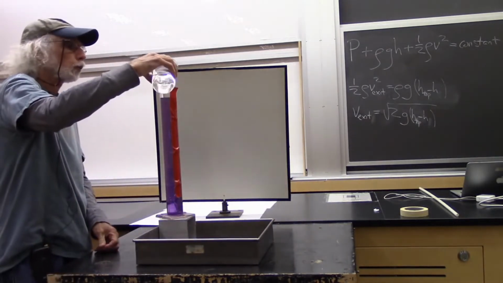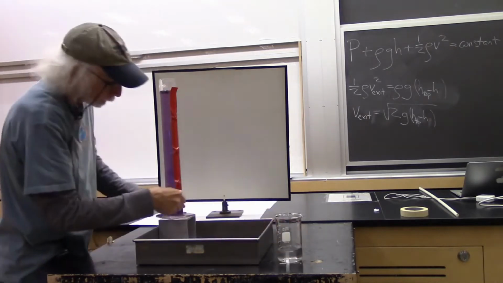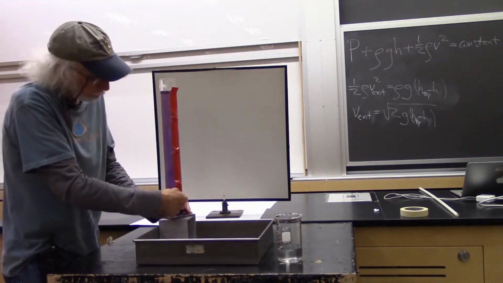We will see the velocity manifest as the distance that the arc travels before it runs into the ground there. So we'll add a little water to make up for what's leaking here. And if I'm any good, I'm going to peel this tape up.